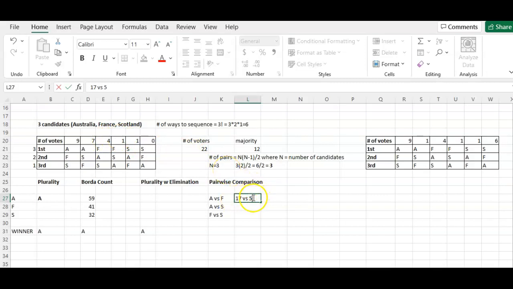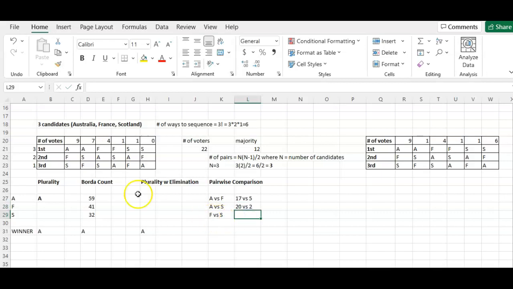And I also want you to notice, once I have my numbers here, that if you add these two numbers together, it should equal my number of voters. If it doesn't, then you know you made a mistake somewhere. So it's just a way to double check. 17 plus 5 is 22, and that's my number of voters. Now A versus S, 9 plus 7 is 16, plus 4 more is 20, and that's it. Now where's S above A? Right here, which is 2. So it's 20 versus 2, and you can see 20 plus 2 is 22.